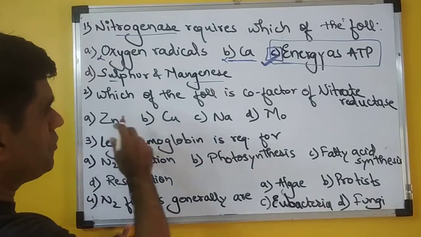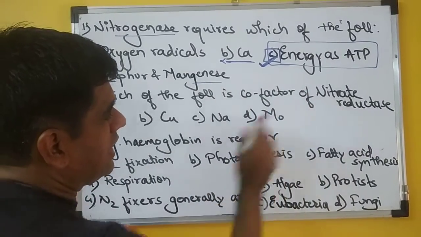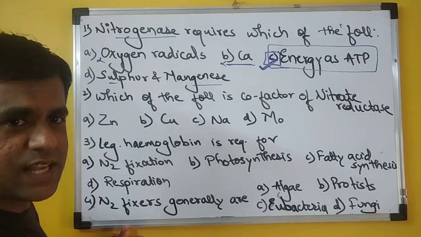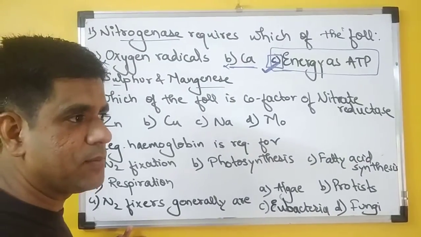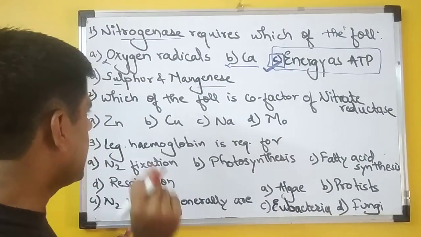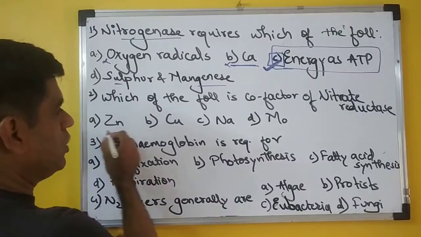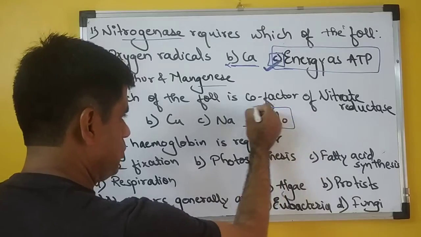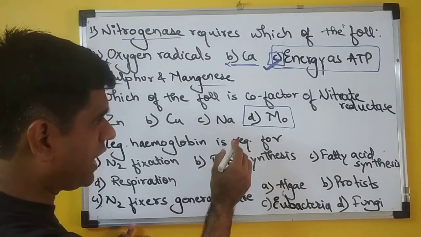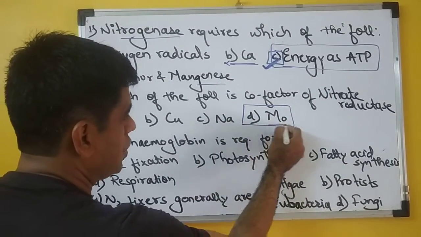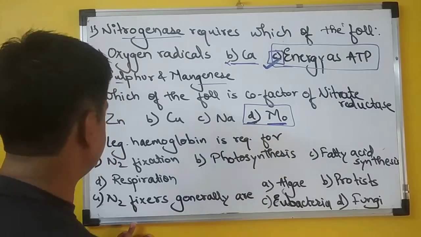Second, it says which of the following is the cofactor for nitrate reductase. So we know that enzymes have cofactors. Sometimes they are organic, sometimes they are inorganic. Nitrate reductase, we know, has a molybdenum based cofactor. So here you can see the option D, that is molybdenum. So the cofactor for nitrate reductase is molybdenum, that is option D.